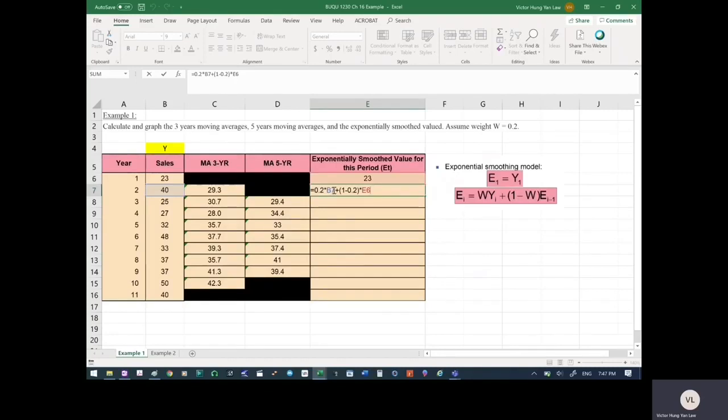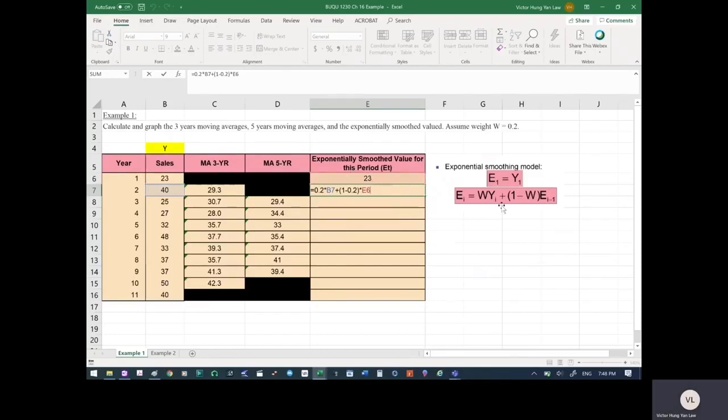So W is 0.2 times Y. So Y for year 2 is 40. And then we're going to plus 1 minus W. So 1 minus W, we have that set up, 1 minus W. And then we times it by the E from the previous period. So the subscript minus 1 just means the previous period. Okay, so we take 1 minus W, and then we times it by the E from the previous period. So that's why we take the 1 minus 0.2, we times it by the cell E6, so the 23 from the previous period.